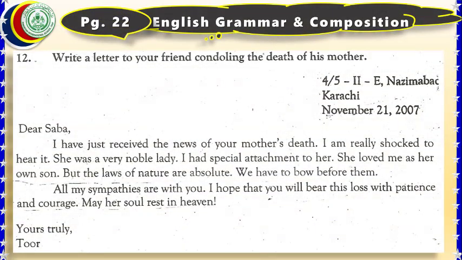First of all, this is the letter. This is taken from your grammar book and composition. I'm sorry, it is given on page 22. The letter is to write to your friend condoling the death of his mother. Layout is the same as you are familiar with. Here will be your address. Usually you write examination hall, city ABC, date, dear Sabah, dear friend, dear Ahmad. You can write.